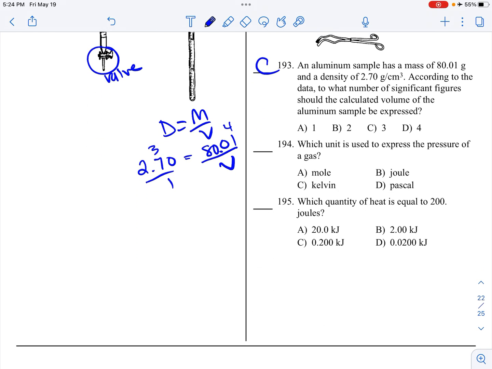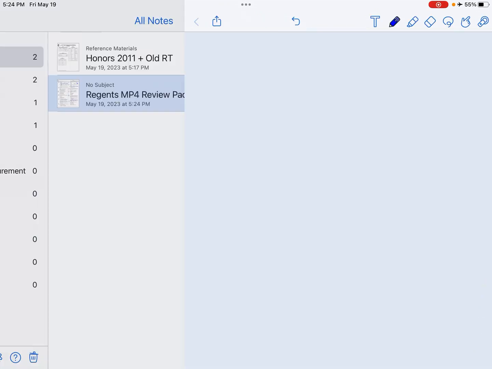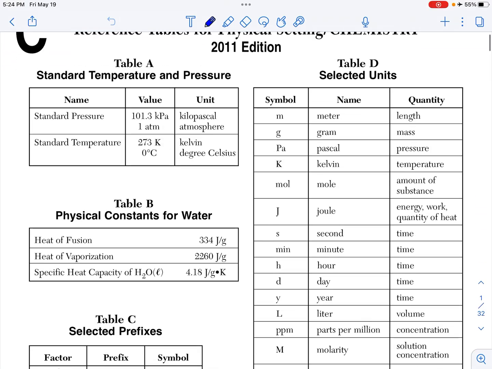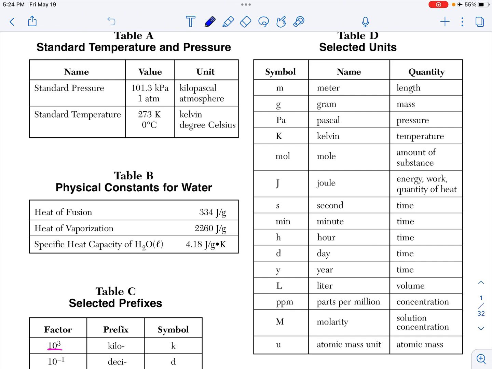Which unit is used to express pressure of a gas? So back on the reference table, you look here on D, pressure of a gas. Here's pressure. That's all I see. Pascal.